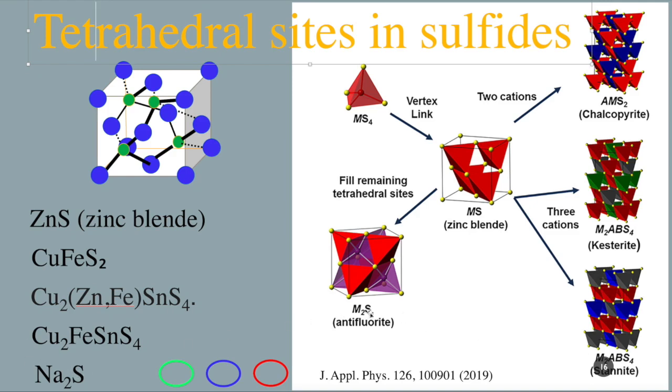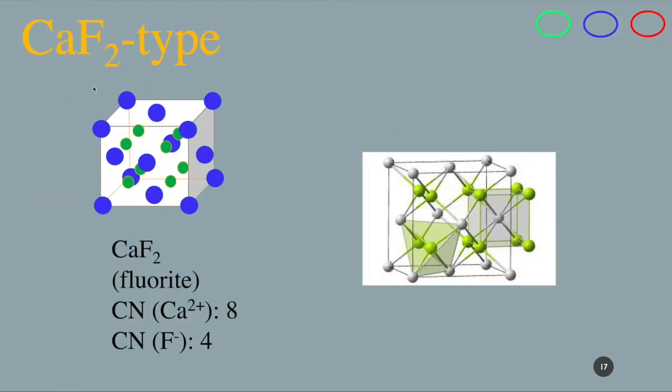And similarly, for sodium sulfide, we have the antifluorite structure. So we can imagine all these different structures in terms of tetrahedral sites or octahedral sites, and it's really helpful. Similarly, for the calcium fluoride type of structure, we can identify two sites. One is an 8 coordinated cubic site, the other one is a 4 coordinated tetrahedral site. The whole of the tetrahedral site is occupied by fluoride, and the whole of the cubic site is occupied by calcium.